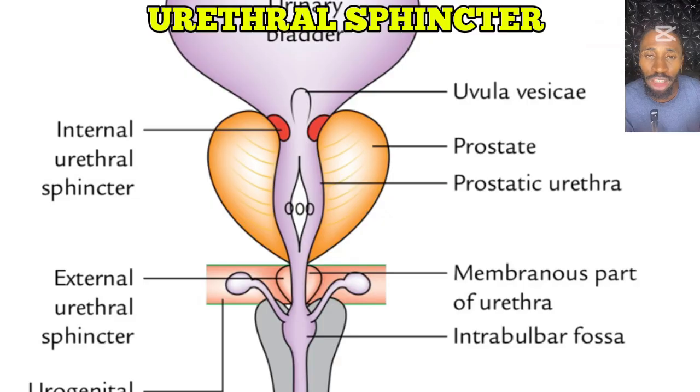Also, don't forget you have the internal and the external sphincter. The internal sphincter is supplied by the sympathetic nervous system, which is usually closed during bladder filling, and open during bladder emptying. While the external urethral sphincter is located in the membranous urethra, which is supplied by the pudendal nerve, and is released voluntarily. Don't forget it.